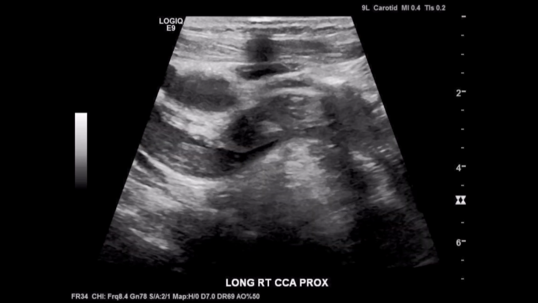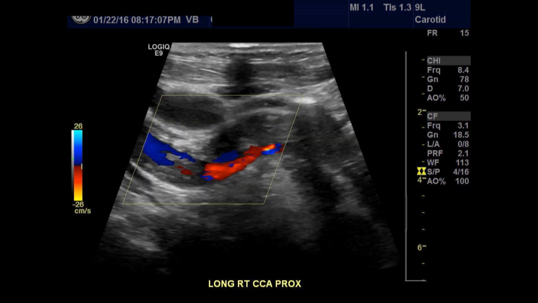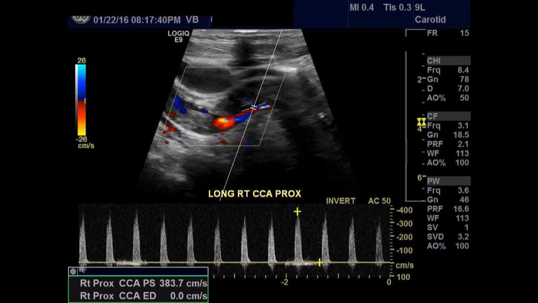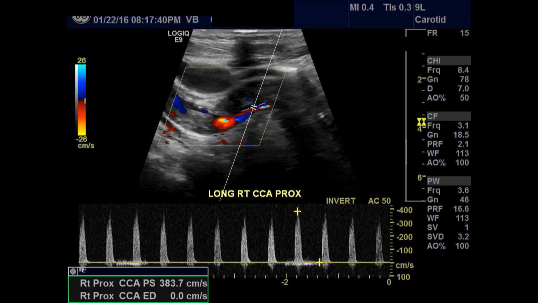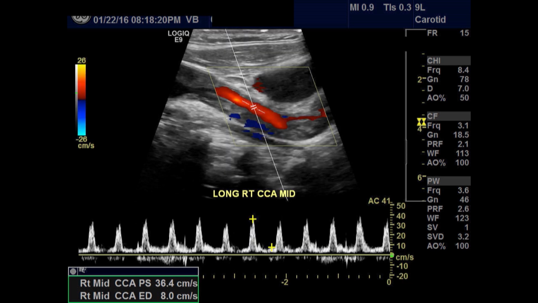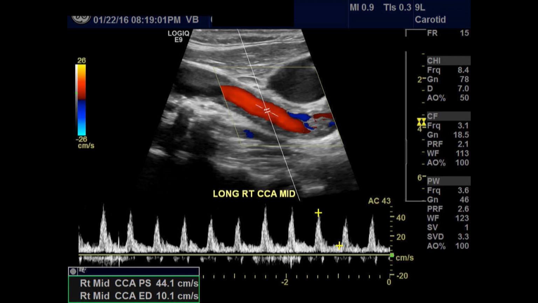Here's again the clot, and this is again because of an acute occlusion. You see the flow pattern, and you see the flow coming between those two pieces of clot. You see a little bit of flow coming up, extremely high resistance, but look at the velocity. 384 and not much diastole. So that is the flow. It's coming through the common and able to give you that flow to the ECA and ICA.